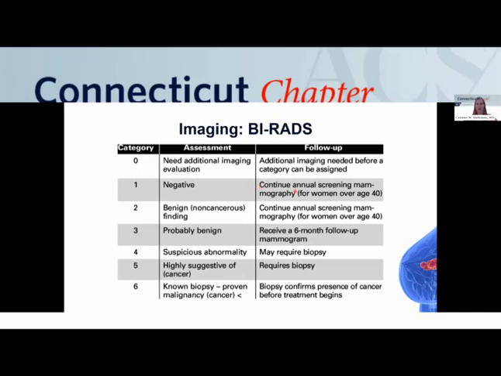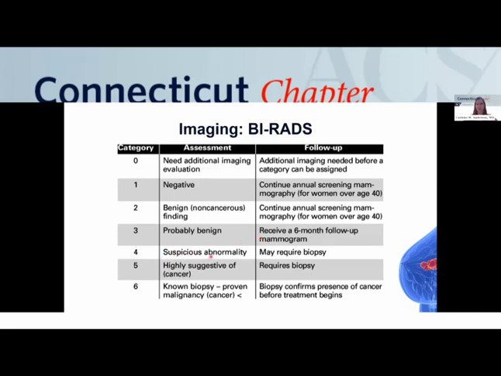The follow-up is continuing back to your routine screening, which for women at average risk, age 40 and over, would be an annual mammogram. BI-RADS 2 also completely benign, but there is some sort of finding, like a simple cyst. Same follow-up as BI-RADS 1, return to annual screening if you're over 40. BI-RADS 3 is the turning point. This is a probably benign finding, and we recommend short interval follow-up, which would be with 6-month follow-up imaging.